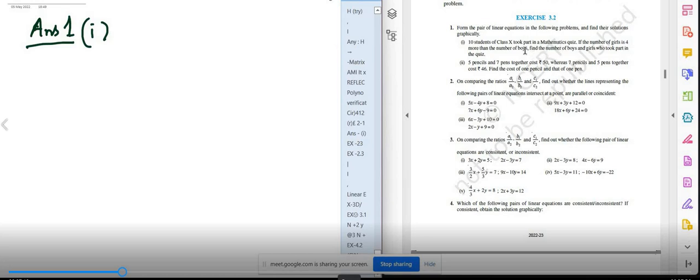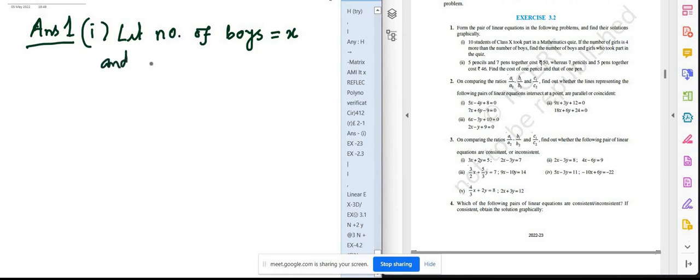First question. 10 students of class 10 took part in a mathematics quiz. If the number of girls is 4 more than the number of boys, find the number of boys and girls who took part in the quiz. But we have to find the solution using the graphical method. Right. So let the number of boys equal x and the number of girls equal y.